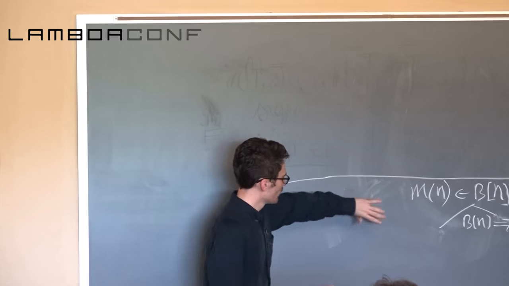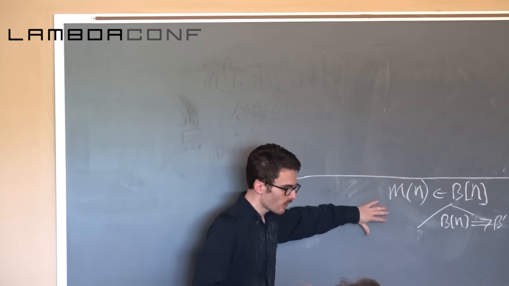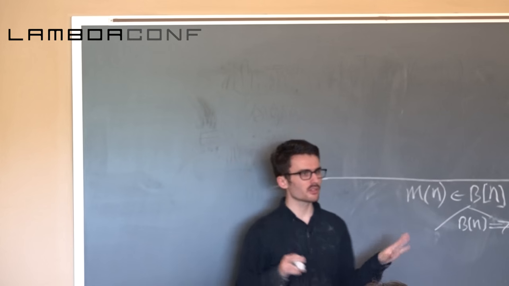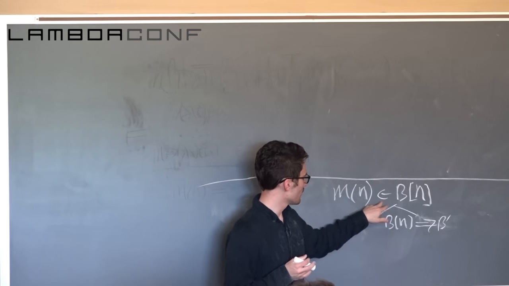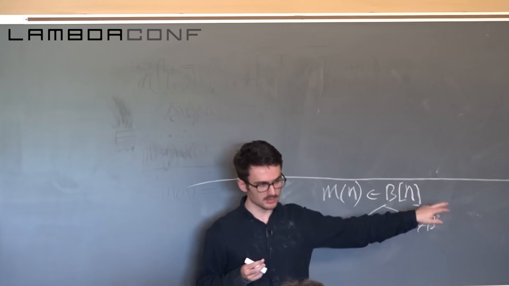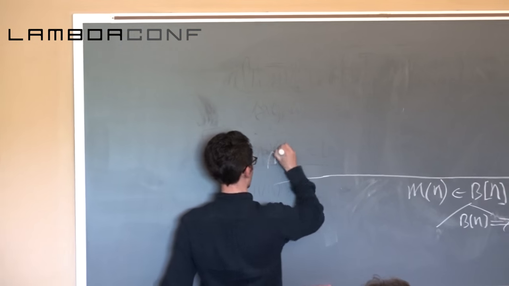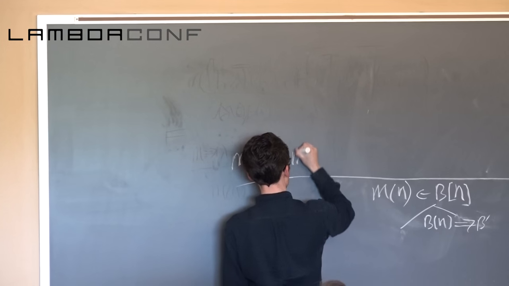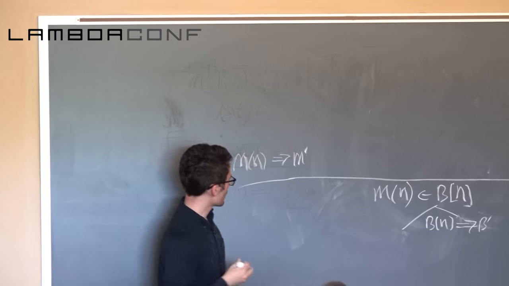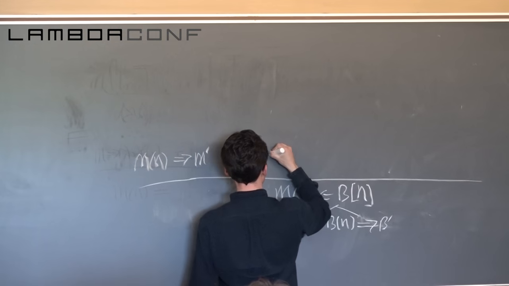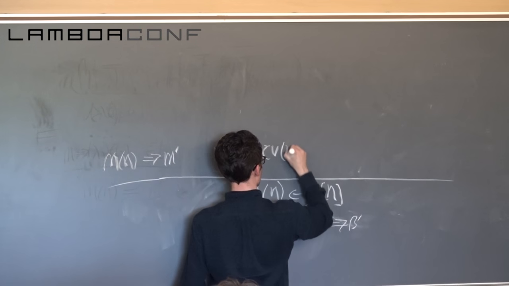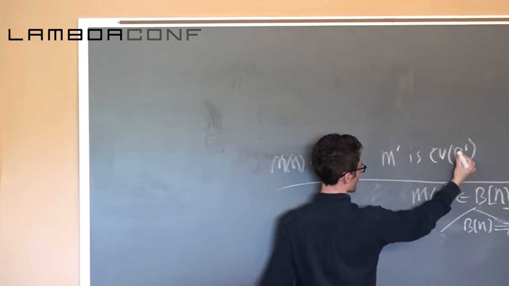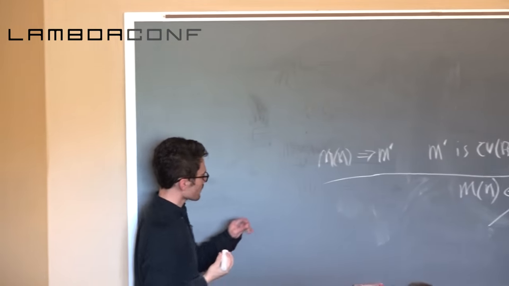OK, so now we will simply follow the meaning explanation for this judgment. And so to know M of N in B with N for x is to know that M of N evaluates to some M prime such that M prime is a CV of B prime. Okay.